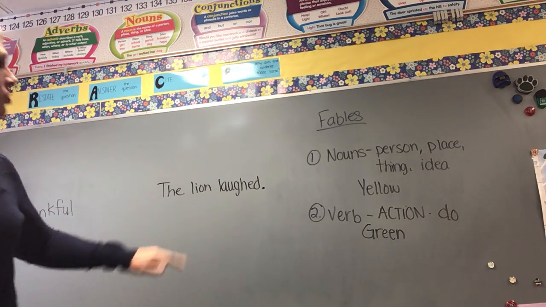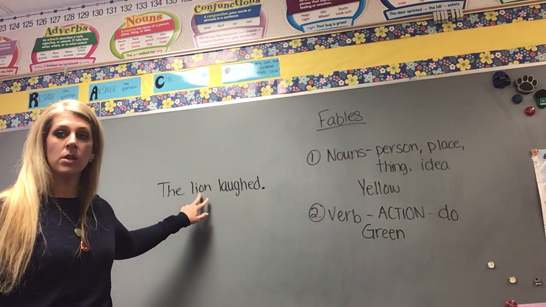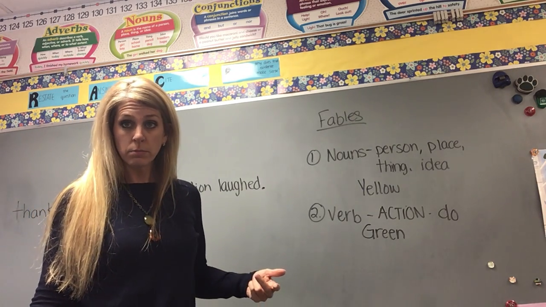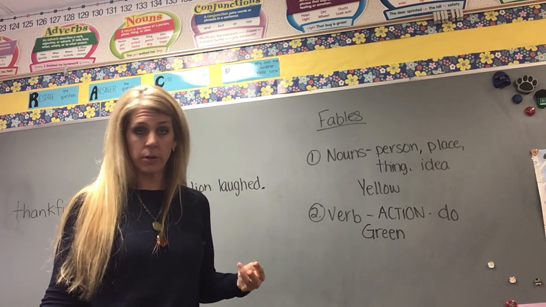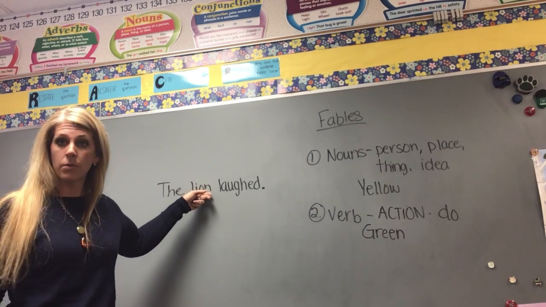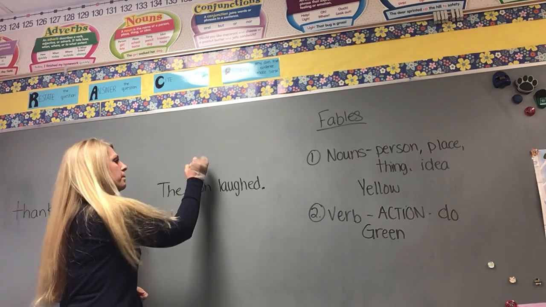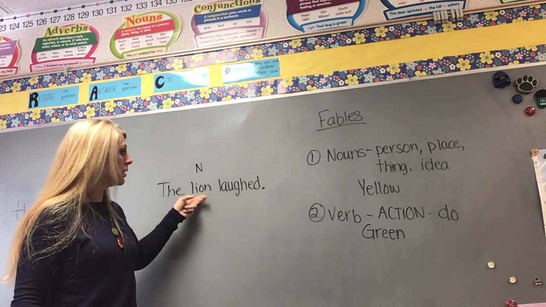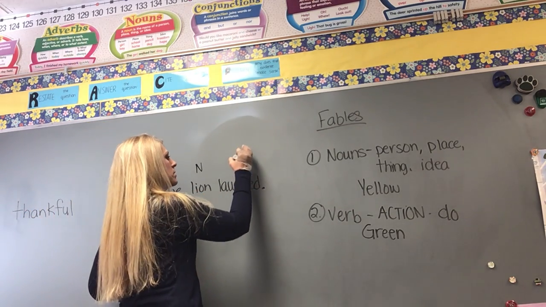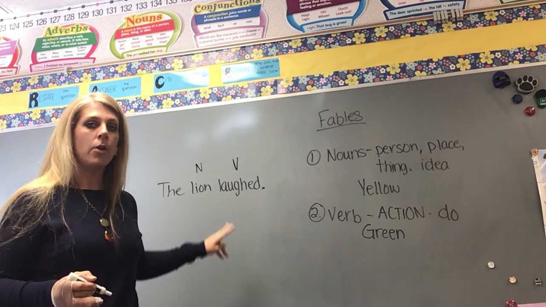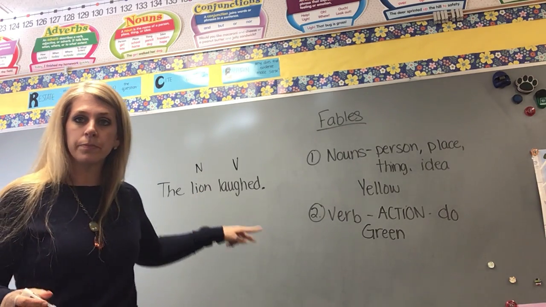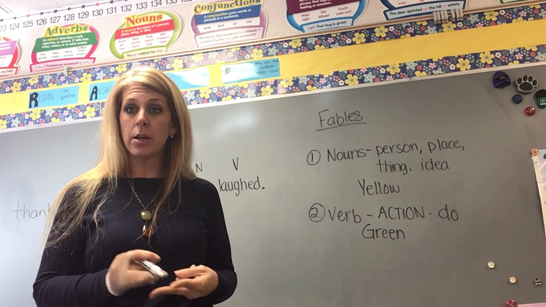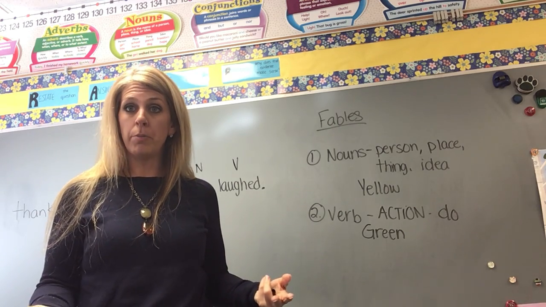So if I think about just this part of the sentence, do I have a noun? Do I have a person, place, or thing? In this case, I have the animal, right? This is my noun. And then what was it that the lion did? The lion laughed. So this is my verb. So I want to know, is this a complete sentence? Does it have a subject and a predicate? Does it have both parts?